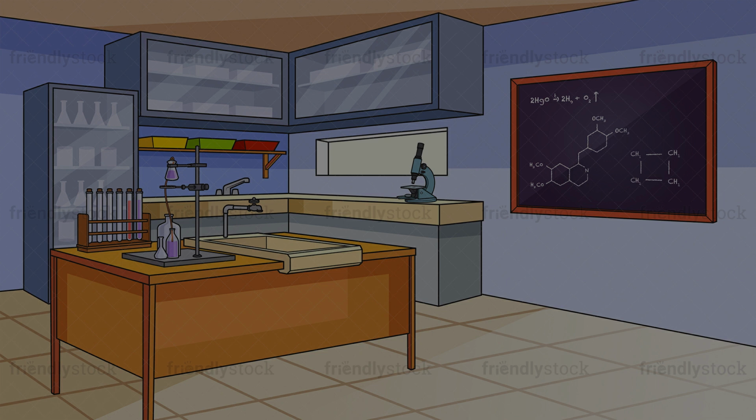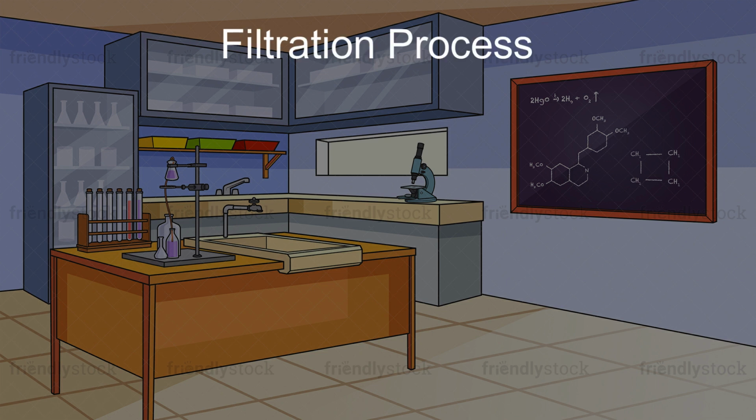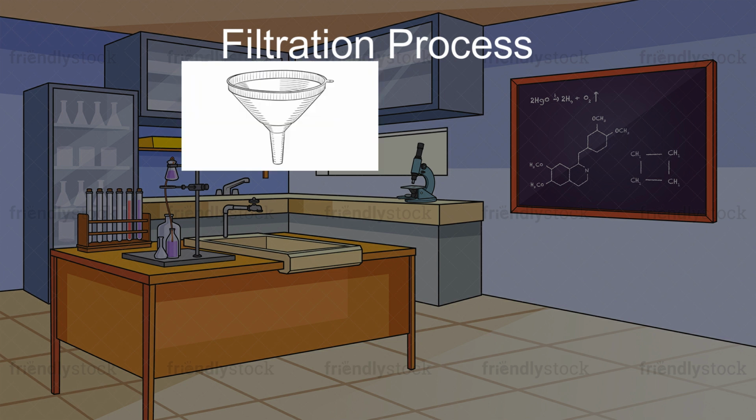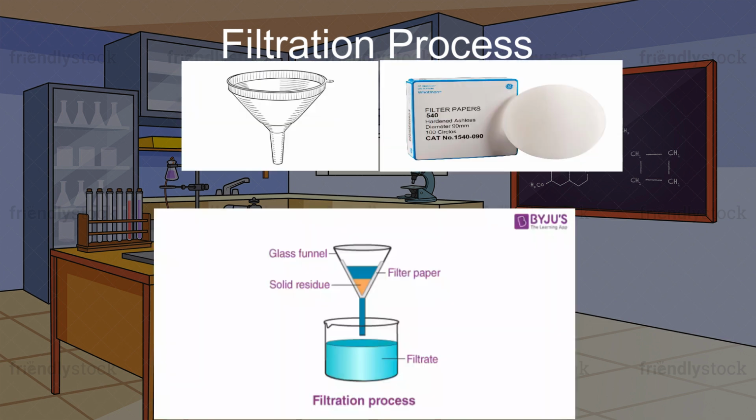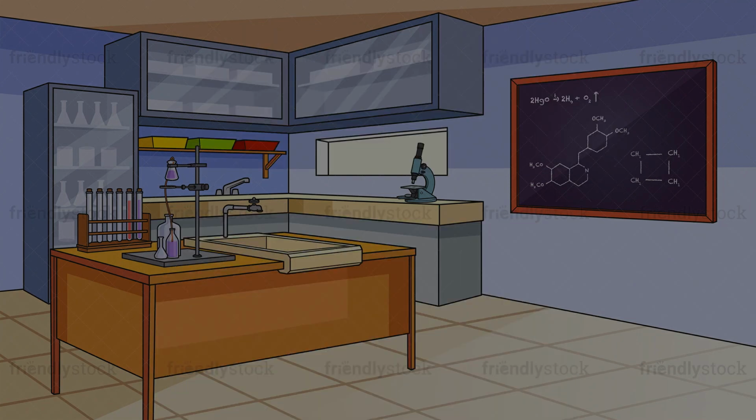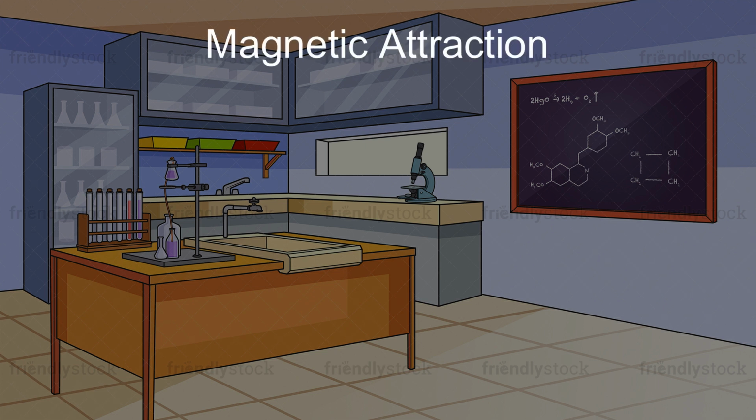So, for the first step, I'll be using the filtration process. In this process, I'll be using a funnel and a filter paper in order to separate the solid from the liquid substances. And then, after that, I'll proceed to the next step, which is the magnetic attraction.